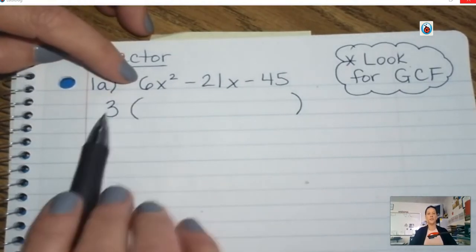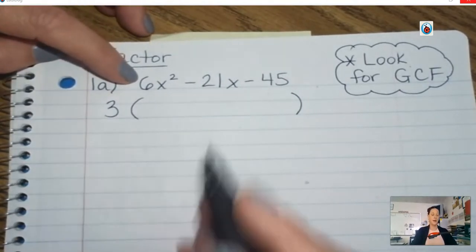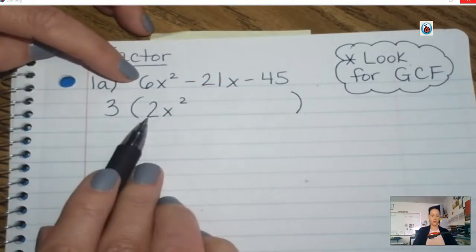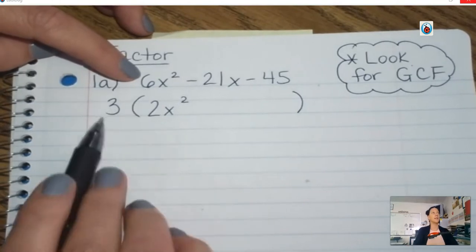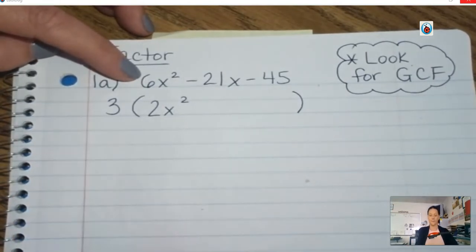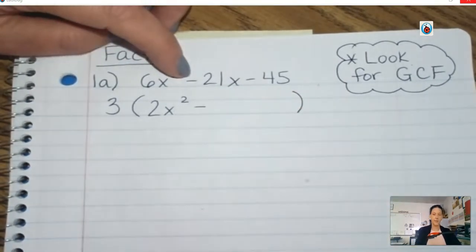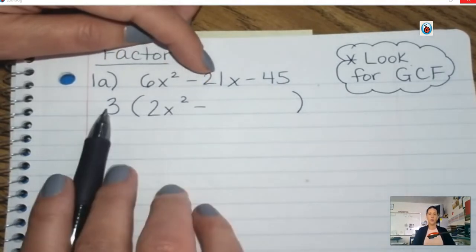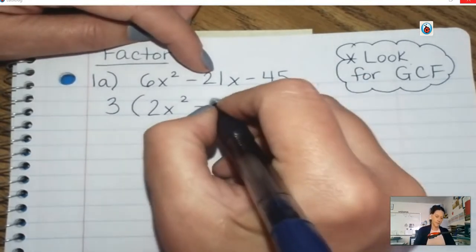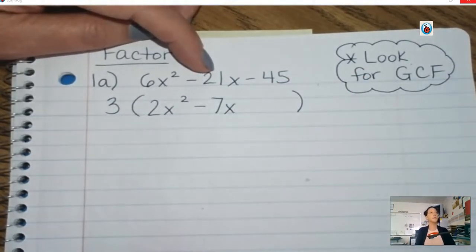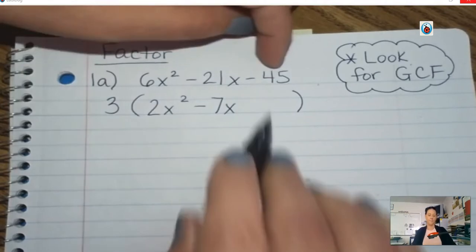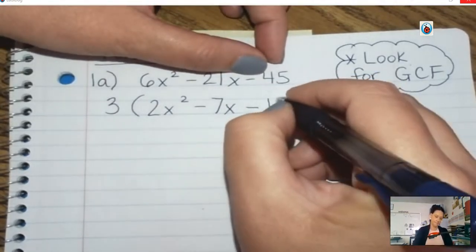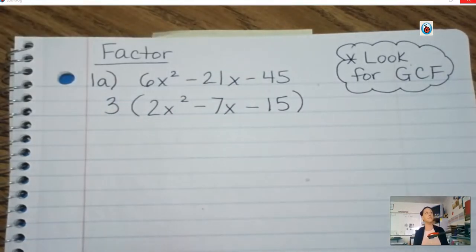Okay, for the number 6, if I pull out 3, I'm left with 2x squared, because 3 times 2x squared is 6x squared. 3 times 2 is 6. Bring down my minus sign. Okay, 21 divided by 3 leaves me with negative 7x. Negative 45 divided by 3 is minus 15.